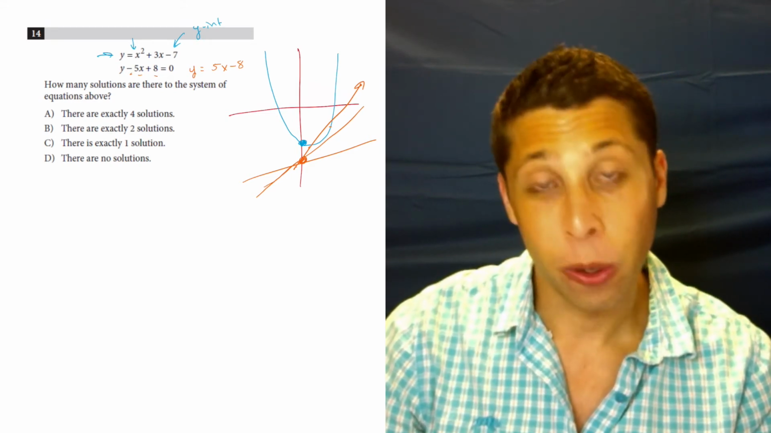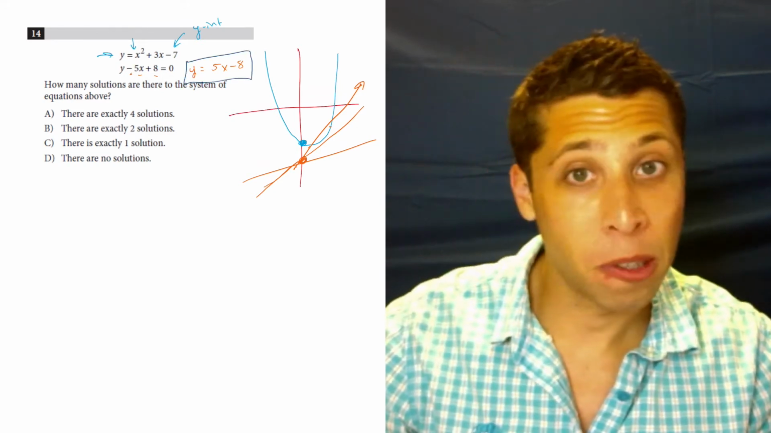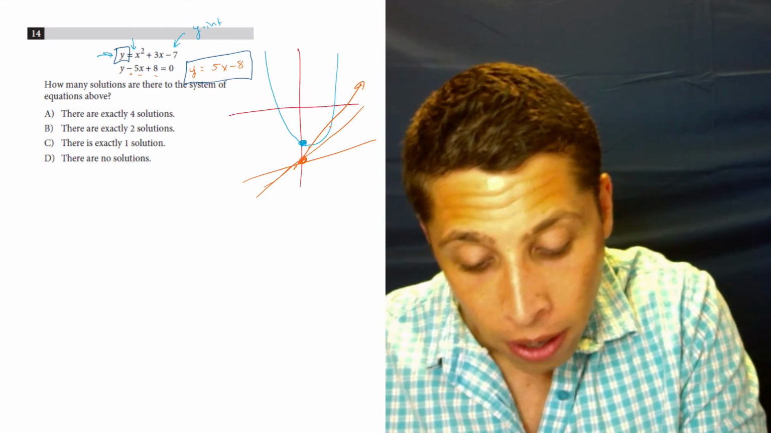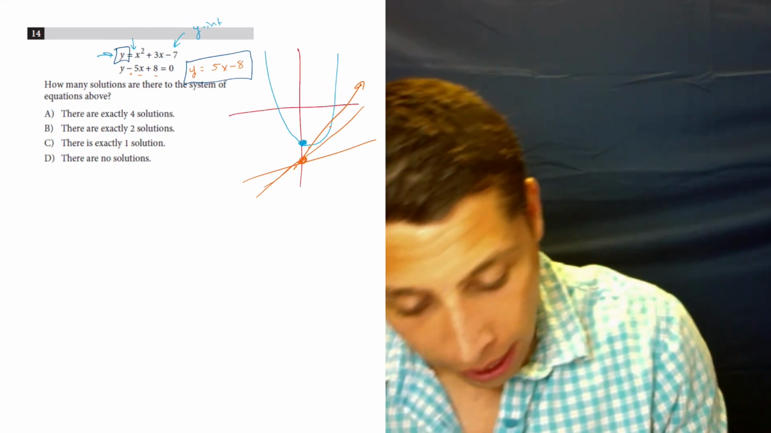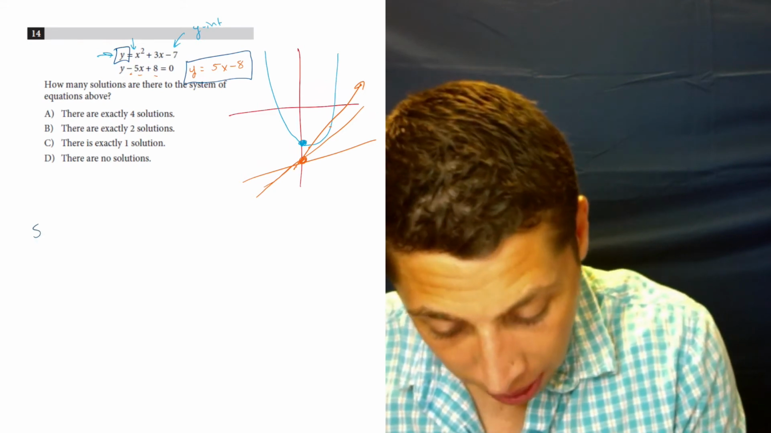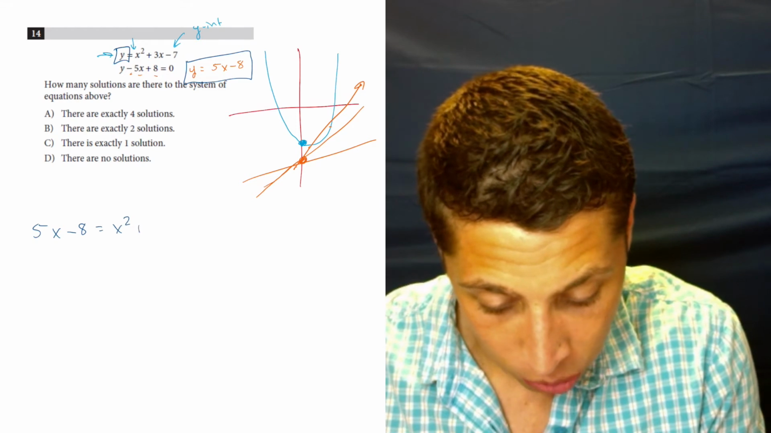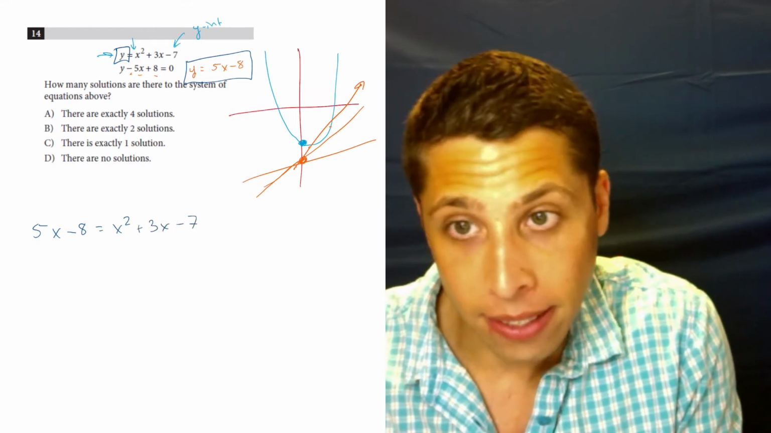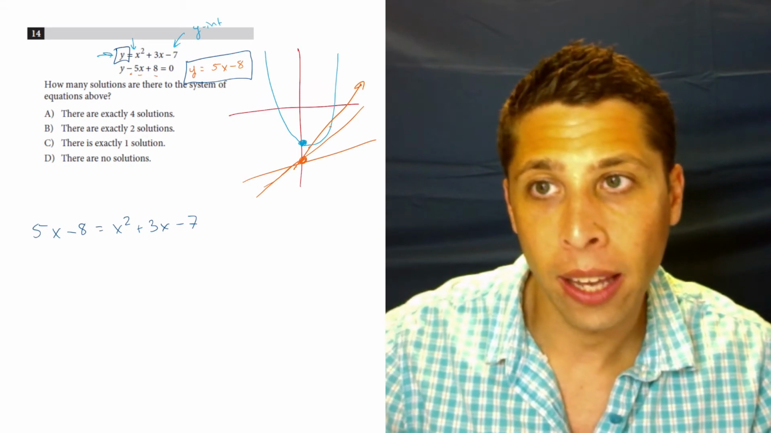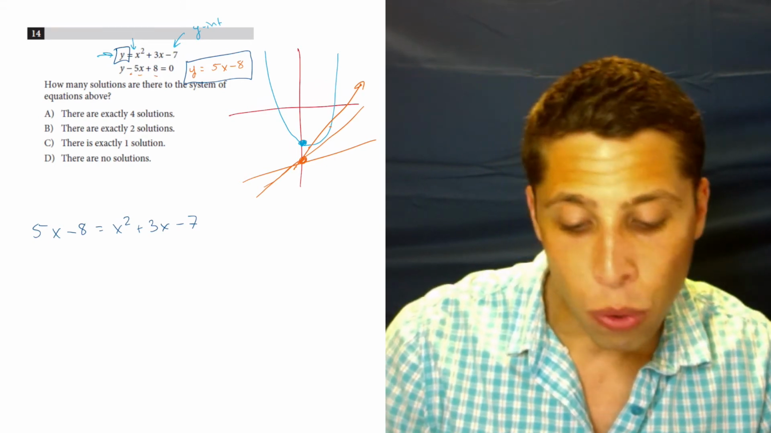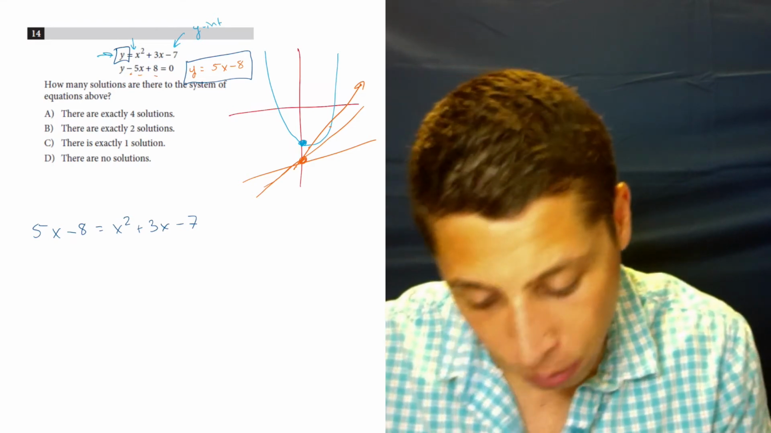Okay, so what do we do? Well, good thing I moved this into y equals mx plus b form, because if I have both of my equations equal to y, I can set them equal to each other, and that's exactly what we're going to do. So we're going to say 5x minus 8 is equal to x squared plus 3x minus 7. And when we do that, we can move the other pieces aside so that we can eventually factor.